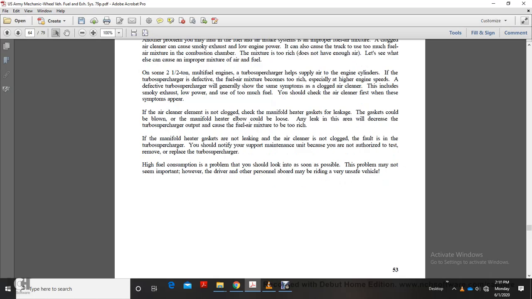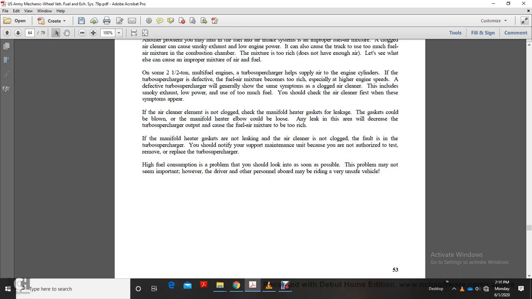On some 2.5-ton multi-fuel engines, turbochargers help supply air to the engine cylinders. If the turbocharger is defective, the fuel air mixture becomes too rich, especially at higher engine speed. A defective turbocharger will generally show the same symptoms as a clogged air cleaner. This includes smoky exhaust, low power, and use of too much fuel. You can check the air cleaner first, and then see if the symptoms appear.